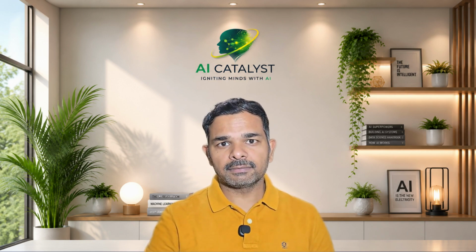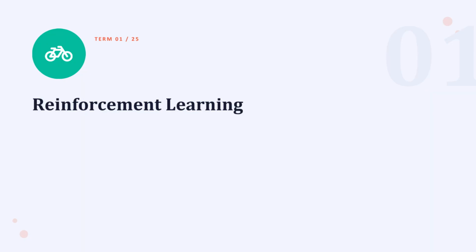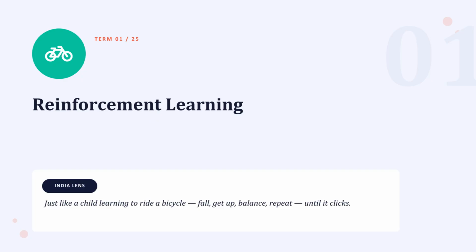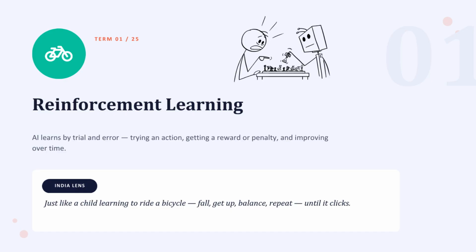Now let's begin. The first one is reinforcement learning. You know how we train kids to ride a bicycle. No manual, no PDF. The child falls, gets up, falls again, and slowly the brain learns balance through trial and error. That is reinforcement learning. The AI is not shown correct answers like in normal training. Instead, it tries something and over lakhs of attempts, it learns the best strategy. This is exactly how AI learns to play chess better than humans, or how self-driving car systems learn to brake at the right moment. Trial, error, reward, repeat.